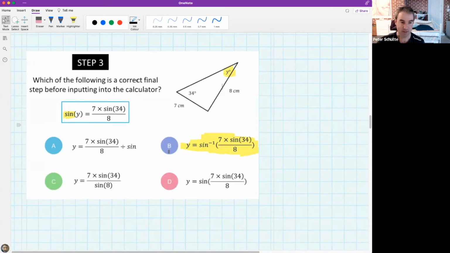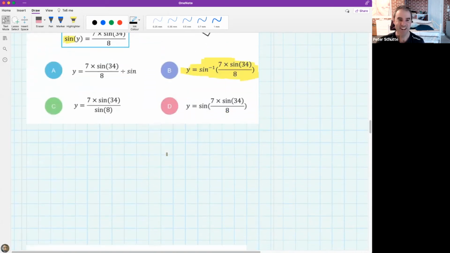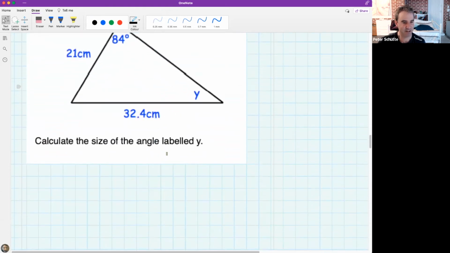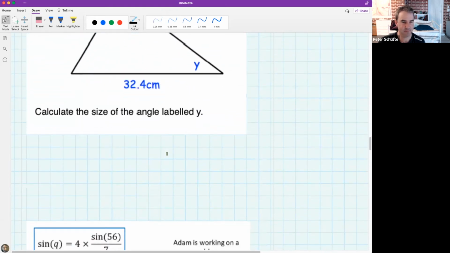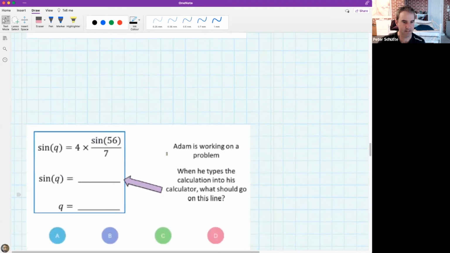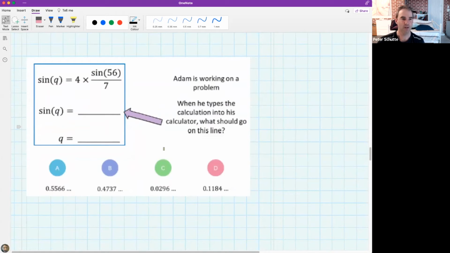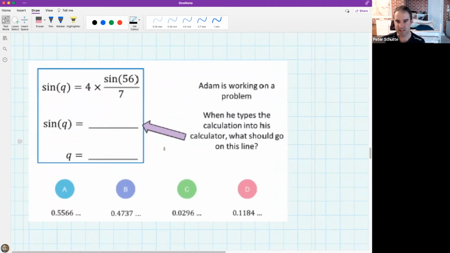Guys, if we keep going like this, we're going to get through everything. Chop chop. Okay, I feel like you can handle something a bit harder than that. Let's try this one. This is from the series of steps you go through. Adam is working on a problem. When he types into his calculator and he gets to that line, now, a lot of you are not going to be doing this because your calculator is going to do it for you. But let's just see if you can get the correct answer for what this will be.